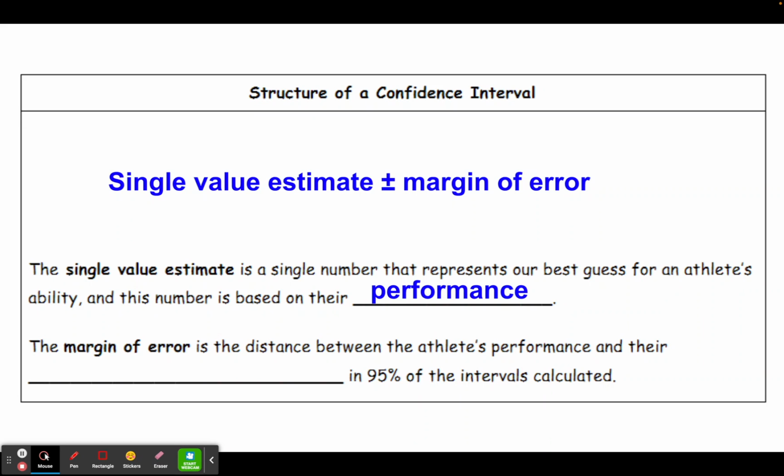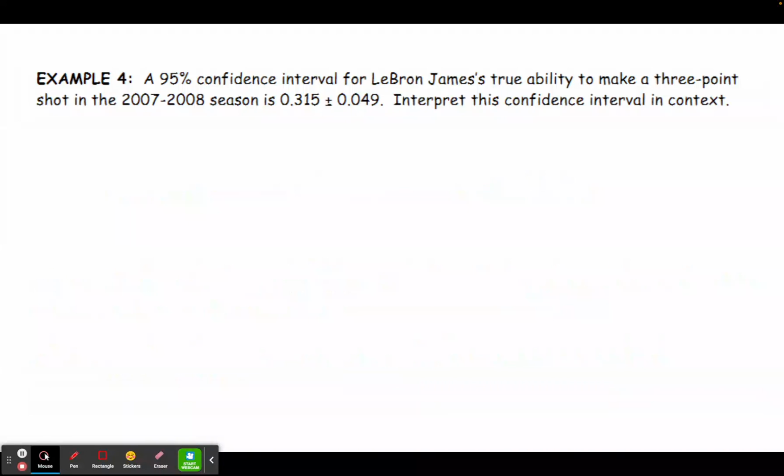The margin of error is the distance between the athlete's performance and their true ability in 95% of the intervals calculated. And you may be familiar with this plus or minus margin of error notation. A lot of times we see that in the news, especially when they're reporting results of a poll or a survey. For instance, when they talk about a president's approval rating or something like that. So we use that plus or minus margin of error notation quite commonly.